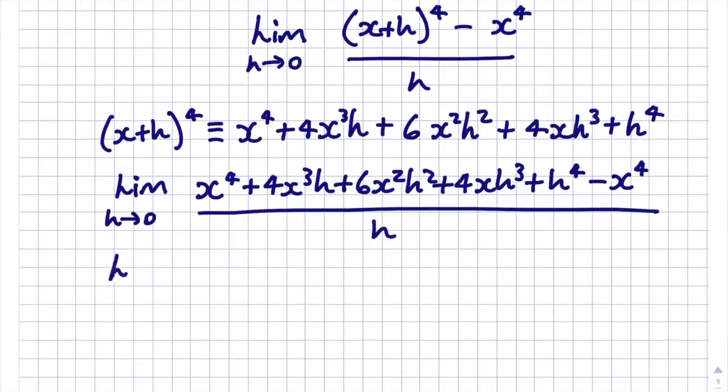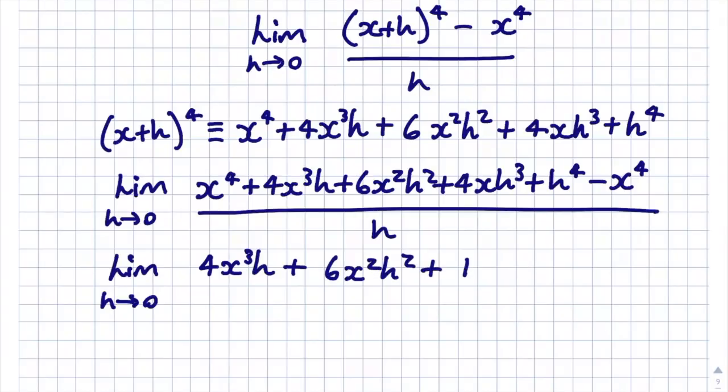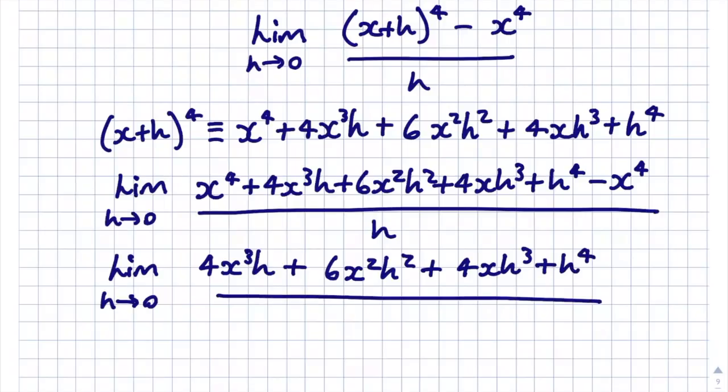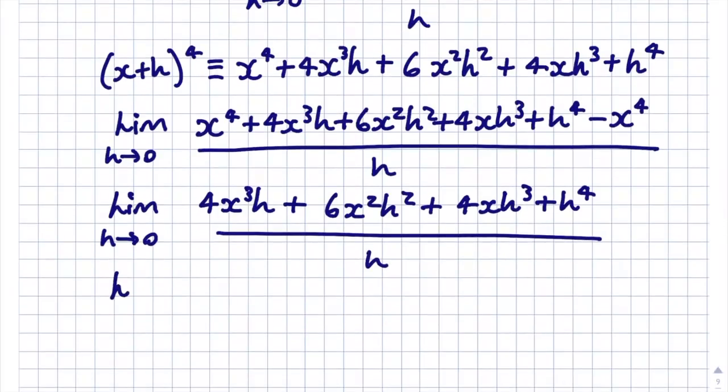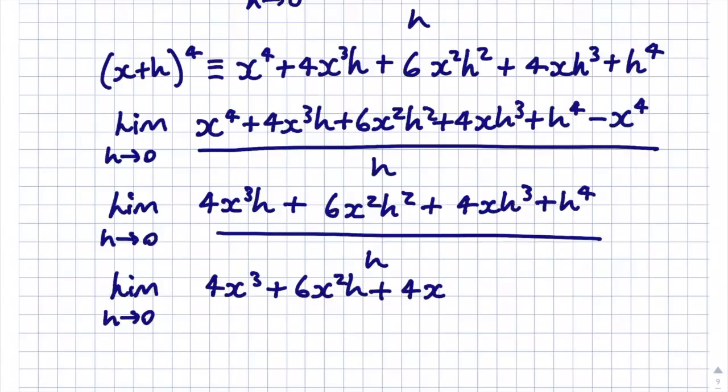Now, if I simplify this, I'm going to get the limit as h tends to 0 of 4x cubed h plus 6x squared h squared plus 4x h cubed plus h to the power of 4, all over h. If I then divide by h, I'm going to get the limit as h tends to 0 of 4x cubed plus 6x squared h plus 4x h squared plus h cubed. So that is my limit in its final form.